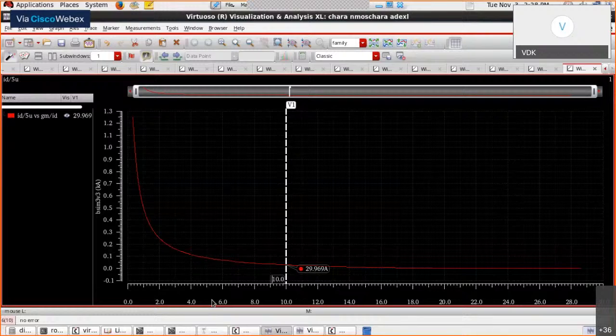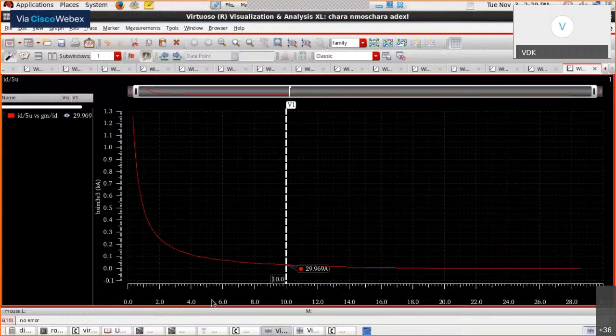So we actually get width as 10 micrometers. 300 microamperes divided by 30 amperes per meter actually is 10 micrometers. So that actually fixes up the device width also.